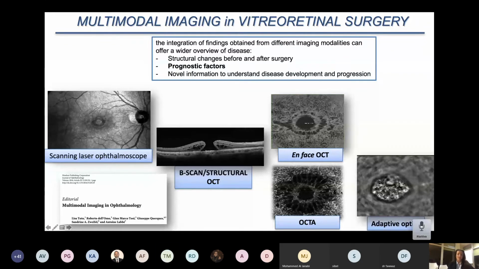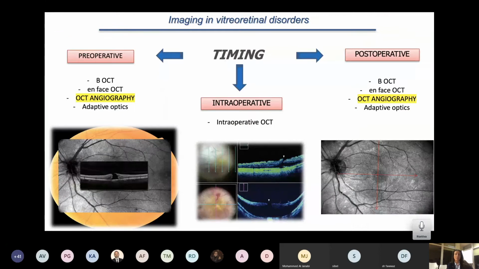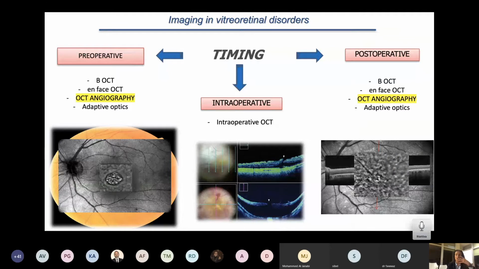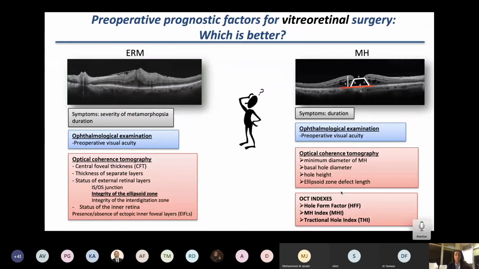Yes, Doctor. Okay, sorry. We can talk about multimodal imaging thanks to the integration and the combination of different imaging modalities. And this provides an enhanced visualization of the VRI and a better understanding of the diseases in terms of both the diagnosis and the management. We can differentiate the multiple imaging modalities in surgical vitreoretinal disorders according to the time they are performed in preoperative, intraoperative, and postoperative imaging, where each of these techniques can provide different and useful information.